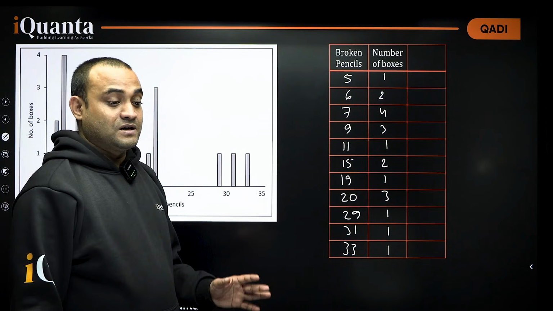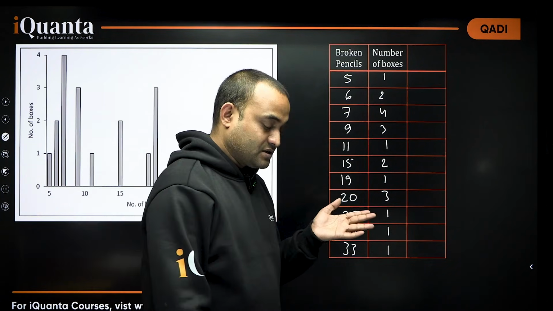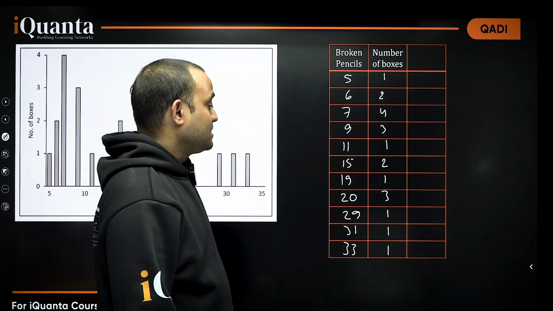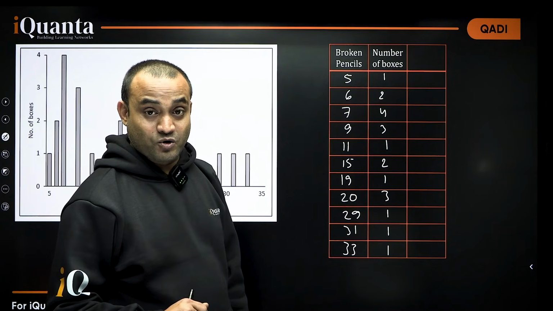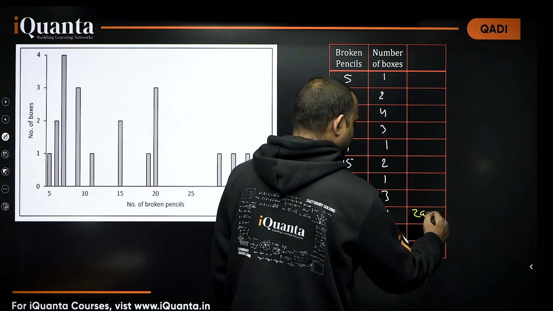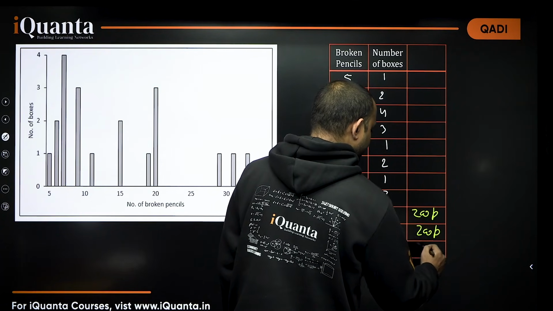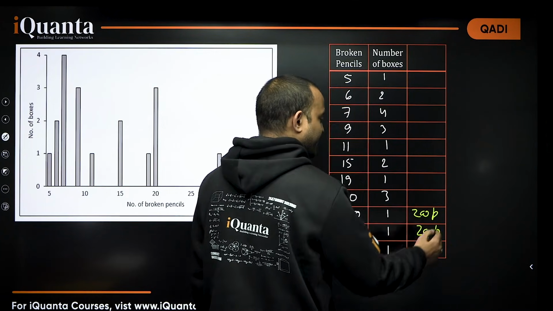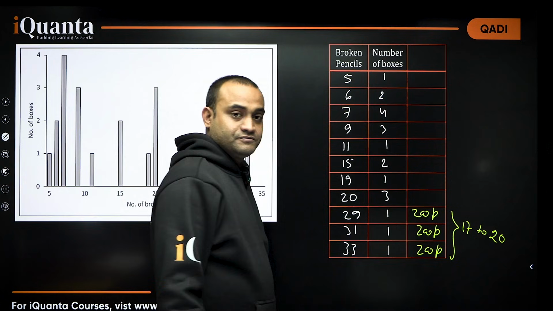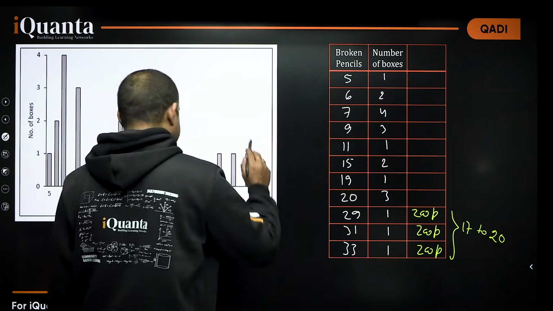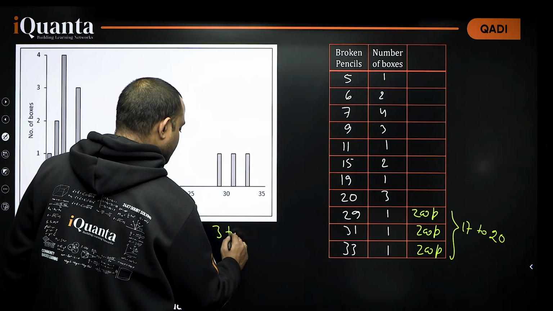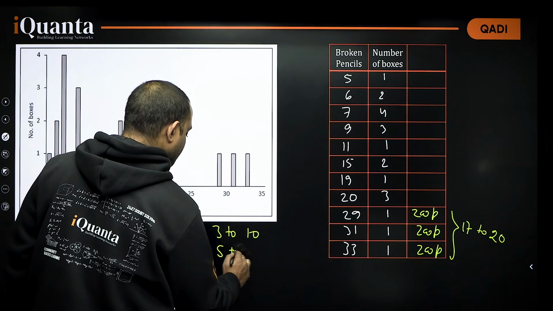Anything which is between 5 to 20 could be 100 pencils, but greater than 20 pencils are broken, that can only be 200 pencils, right? So all of these are 200 pencils boxes, meaning box number 17 to 20. Now the ranges that we have from here: 3 to 10, 5 to 20.